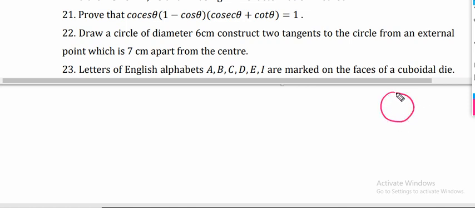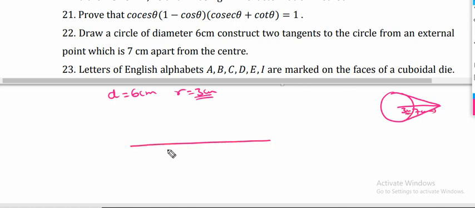So this is the circle, and this is the distance between the center of the circle and the external point, and these two are the tangents. Here they have given that the diameter d is equal to 6 centimeter, so you have to take radius is equal to 3 centimeter. For constructing you have to consider 3 centimeter radius. This is 3 centimeter, and the total distance is 7 centimeter. So first you have to draw a line segment of 7 centimeter. You consider this as OP. Then we have to construct a circle of radius 3 centimeter by taking center O as center.